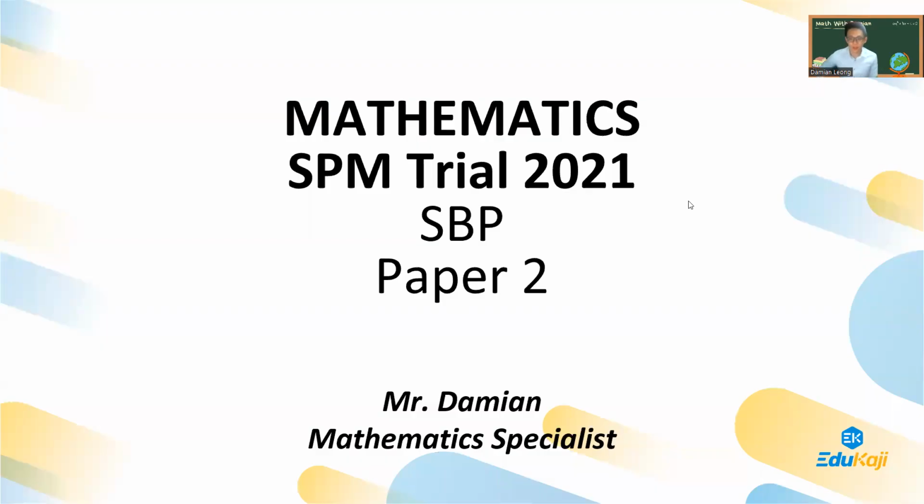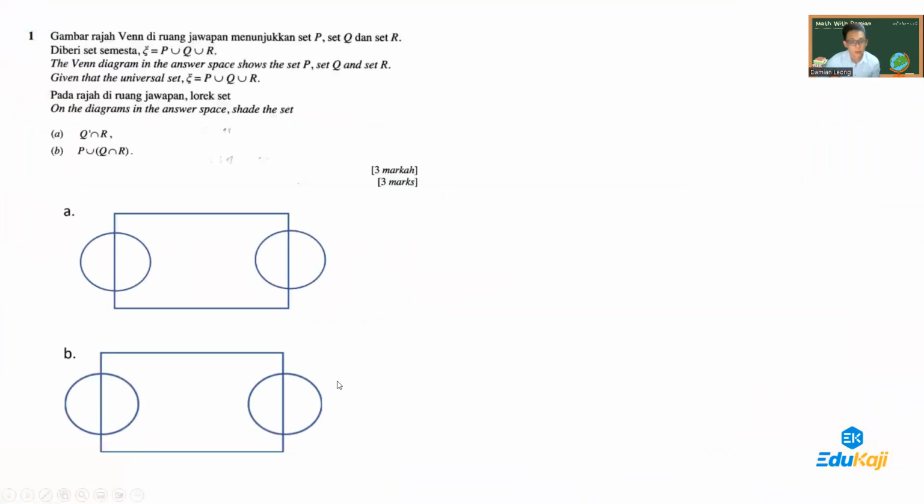Right, let's look at the SBP SPM trial paper for Mathematics Paper 2. If you look at the questions here, first question: the Venn diagram in the answer space shows sets P, Q, and R. I'm given the universal set is P union Q union R. I want to draw on the diagram in the answer space.